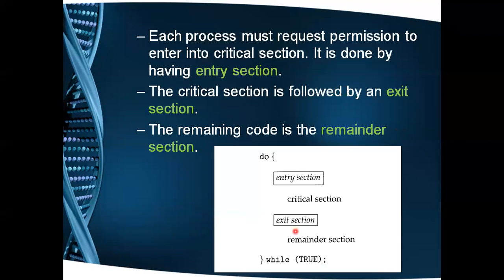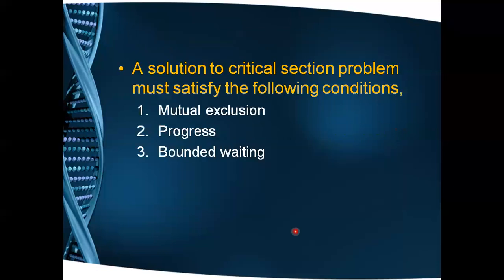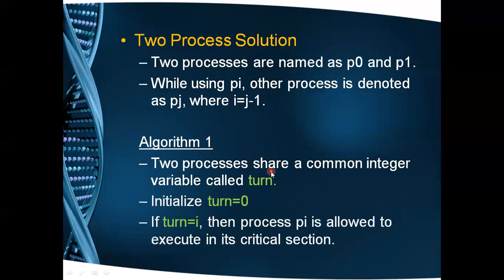Normally, this is a solution for the critical section problem. A general solution to the critical section problem should satisfy these three conditions: mutual exclusion, progress, and bounded waiting. Here, a simple solution is given for two processes, taken as P0 and P1. For these two processes, how is the critical section problem solved?